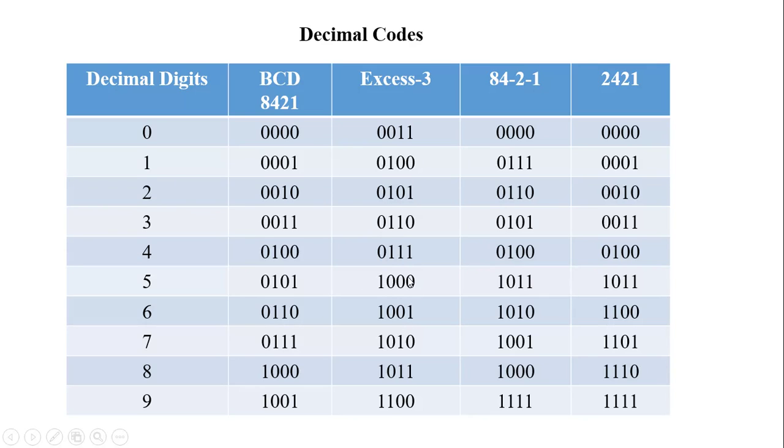This is also the complement of this number. So the complement of each code is present in the XS3 code. So the XS3 code is a self-complementary code.